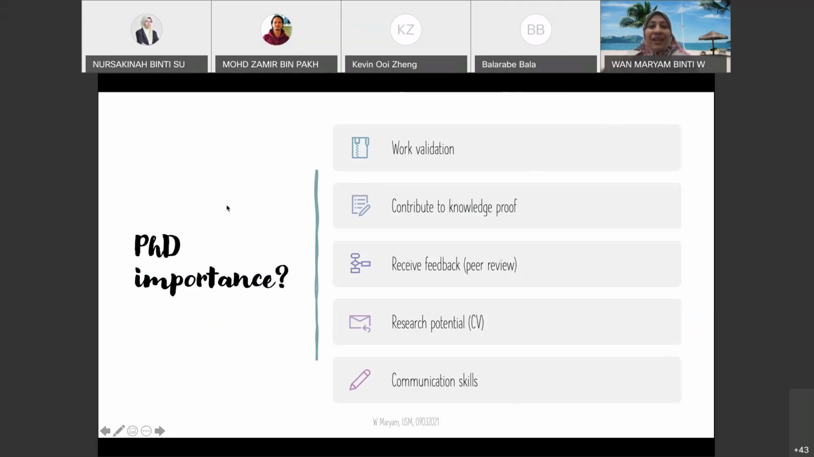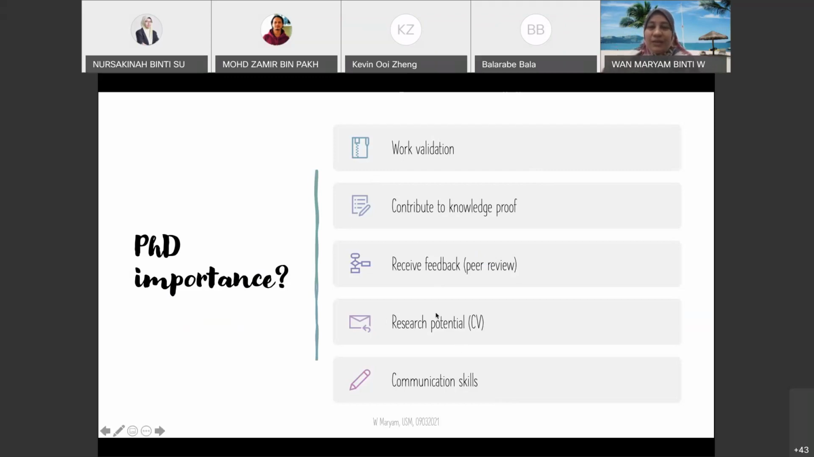Now you also receive feedback, peer review. This would also help in your viva later on. Whatever the reviewers have in mind that is not clear would also be the same thing that your examiners would not be clear about. So this would help you in a way.